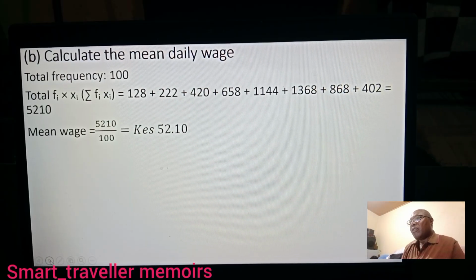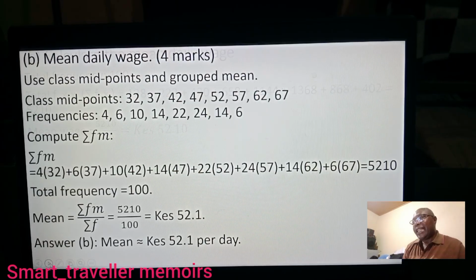And therefore, we add all of them: 128, 222, plus 420, plus 658, plus 1144, plus 1368, plus 868, plus 402, and you get 5210. So to get the mean, you divide the total, or sigma fx, that is 5210, by the total frequency, and you get the mean wage is Kenya shillings 5210.